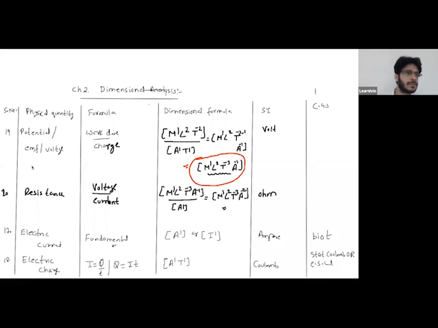Voltage from this step 19. Potential, EMF, voltage all have same dimension. Their dimensions are M1, L2, T minus 3, A minus 1.